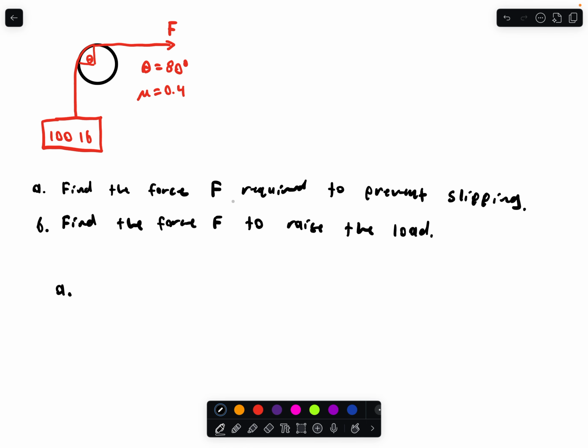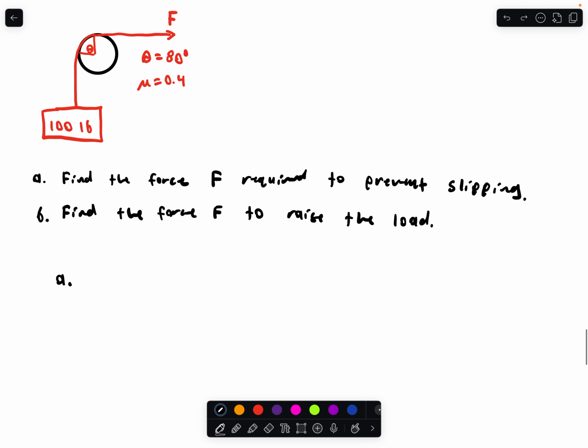When we're finding the force required to prevent slipping, friction is actually helping us because friction is going to go in the same direction that we're going to want to pull in. So I'm going to assume that it's going to be less than 100 pounds. Whereas for the force to raise the load, friction is hurting us. So I'm going to assume it's going to be more than 100 pounds. That's just kind of a quick spot check on these answers.